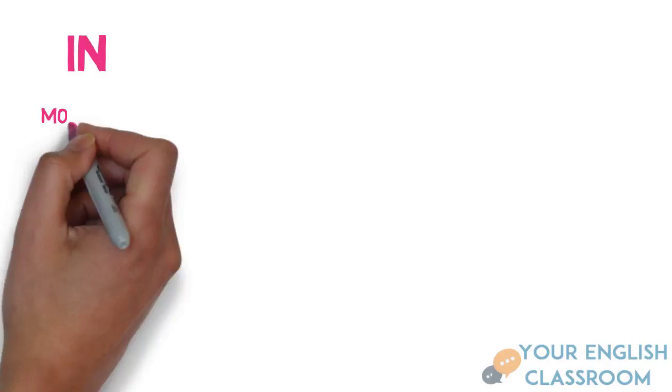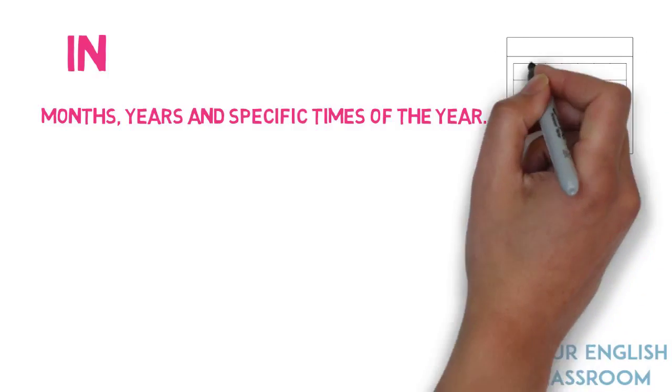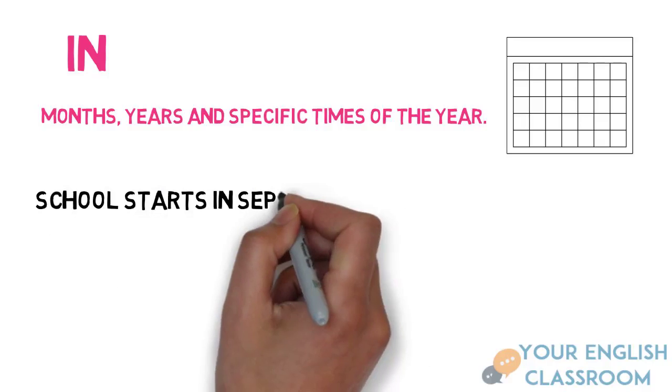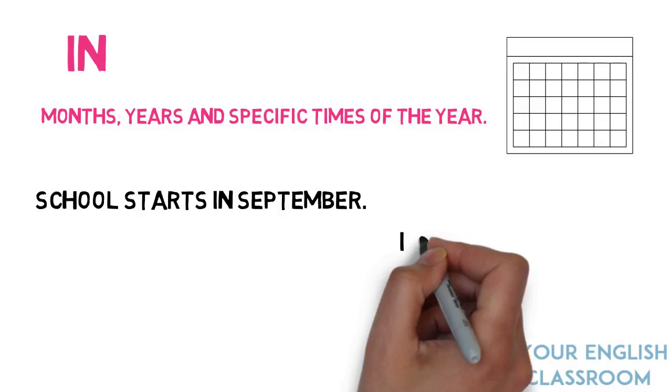Okay, so the next preposition, in. A very common and a very popular one. This is used for months, years, and specific times of the year. So, an example sentence would be, school starts in September. Not on September, guys. Pay attention, but in September.